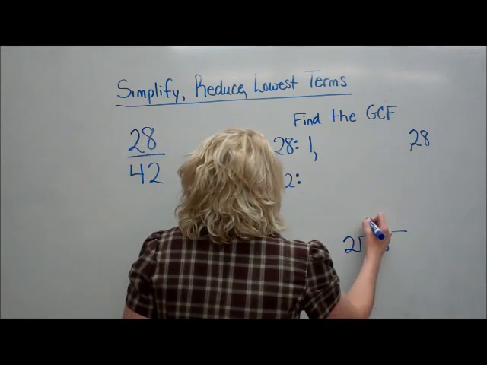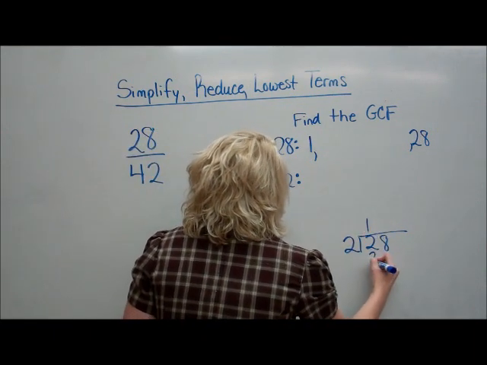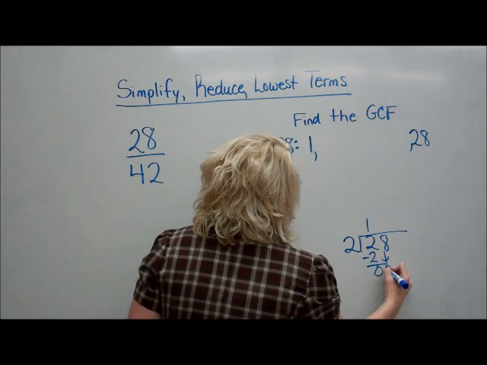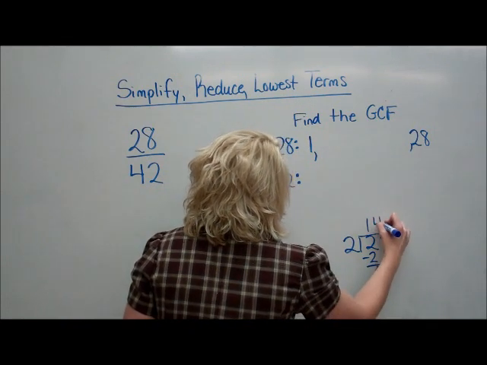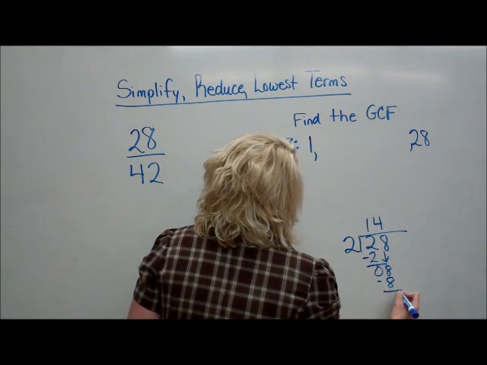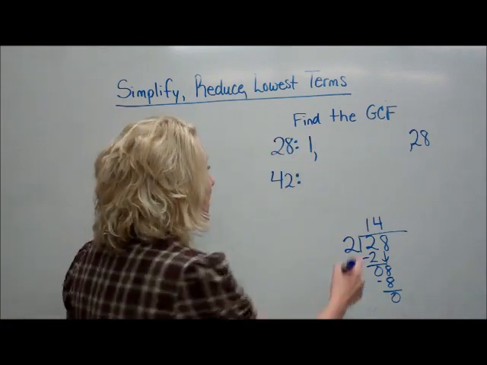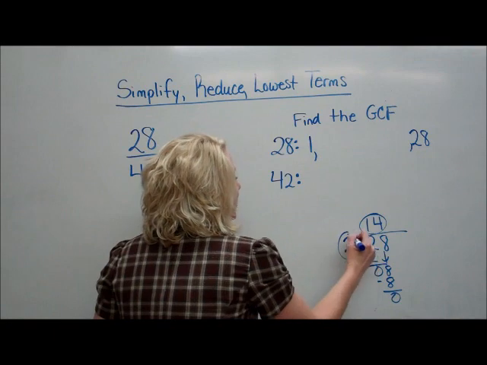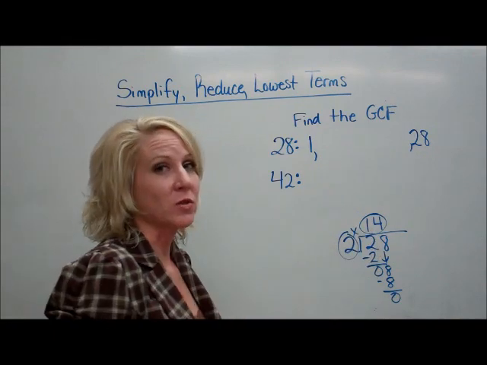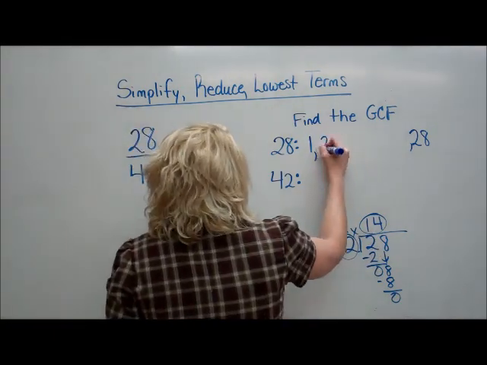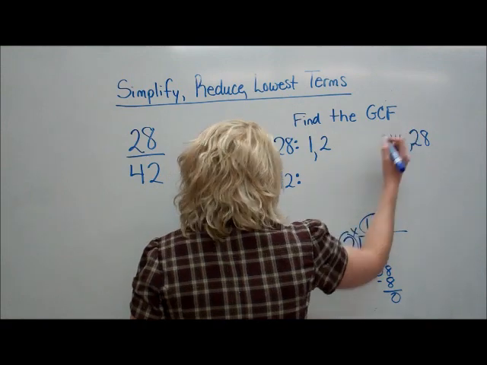And we get 2 goes into 2 one time. 1 times 2 is 2. Subtract. Bring down the 8. 2 divides into 8 4 times. 4 times 2 is 8. There is no remainder, so yes, 2 does divide evenly into 28 14 times. So it would be 2 times 14 equals 28. We put the 2 here and the 14 here.